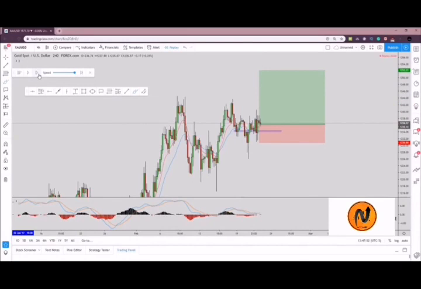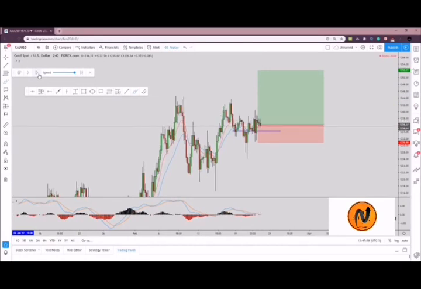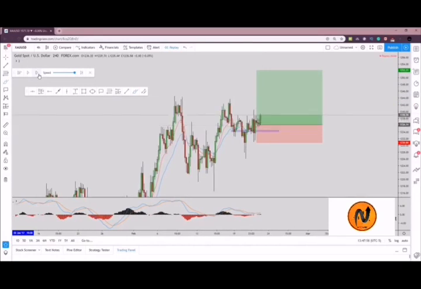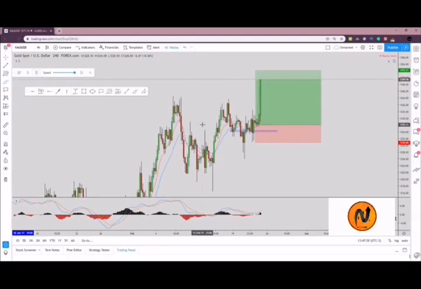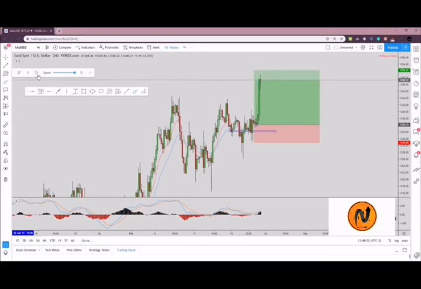Okay, so the market actually hit our entry, so we're now in the trade. Let's see how it goes. Okay, so obviously now we are risk-free on the trade and we will see if the market will hit our target. It will be pretty good.